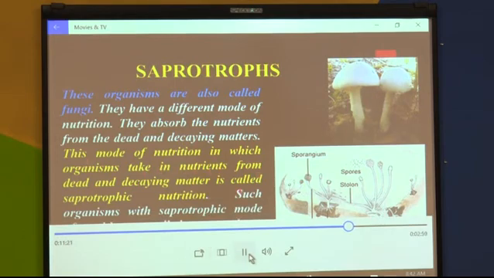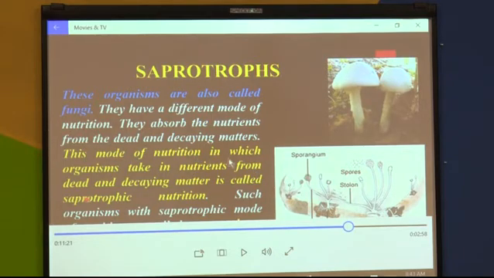So these plants which are performing saprophytic nutrition are called saprotrophs. These organisms are called fungi. Here you can see the structure of fungi. They have a different mode of nutrition. They absorb nutrients from dead and decaying matter.